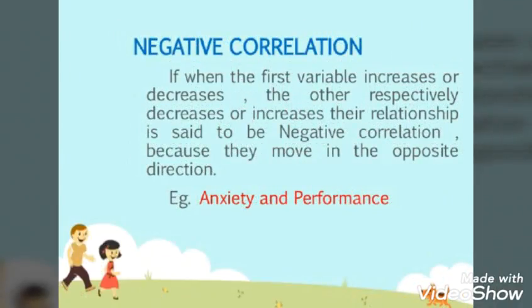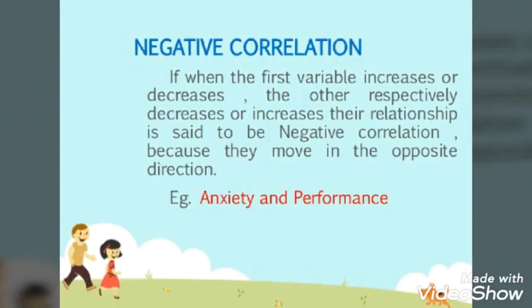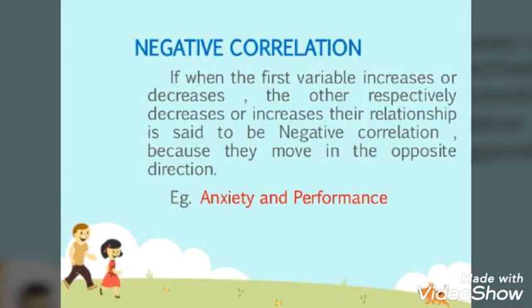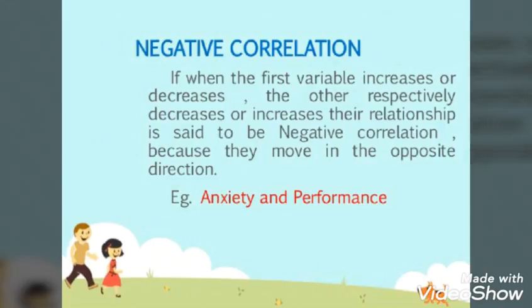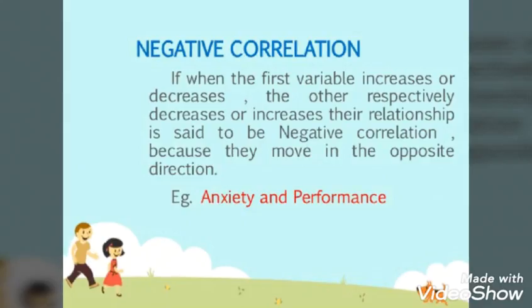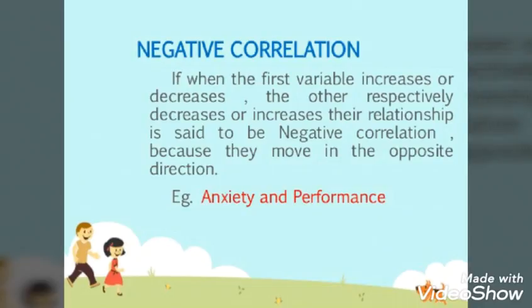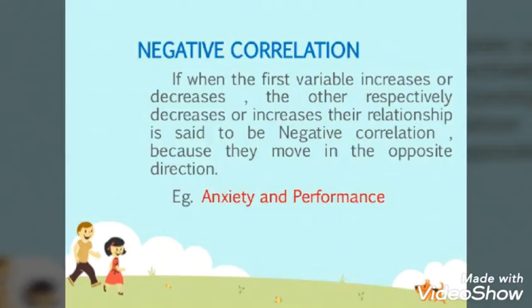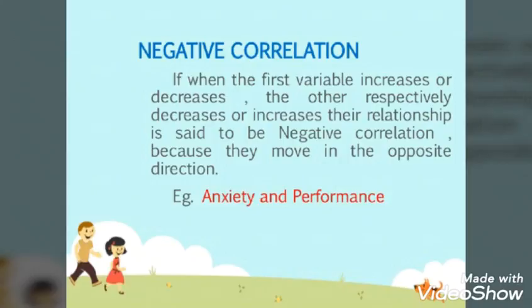Then we'll see the negative correlation. If when the first variable increases or decreases, the other respectively decreases or increases, the relationship is said to be negative correlation because they move in the opposite direction. You can say here, whenever one variable increases, another will decrease, and if one decreases, the other will increase. The vice versa happens. So this is negative correlation. The graph will not move in the same direction but in the opposite direction.